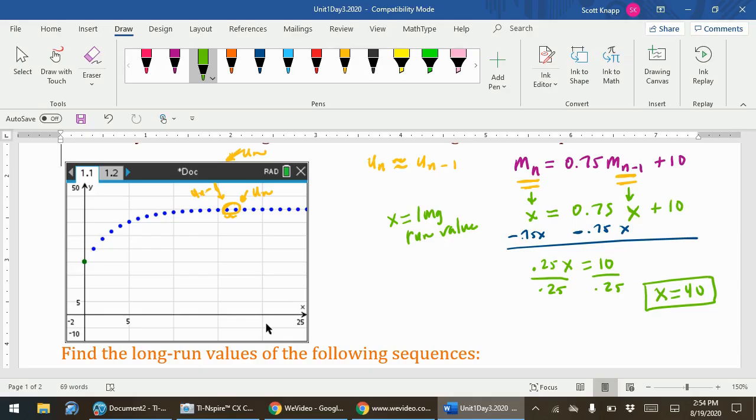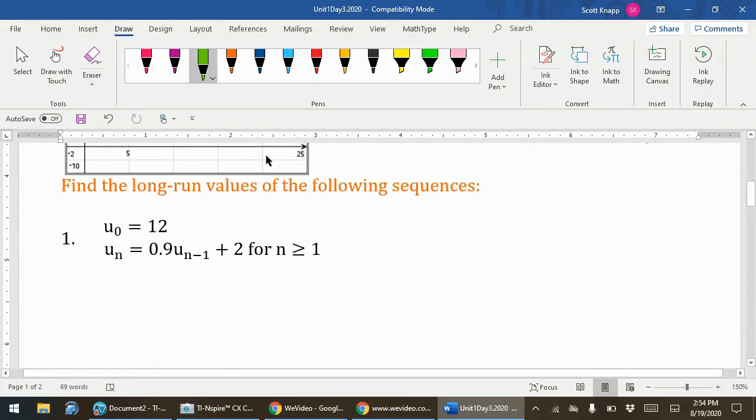So the rest of this video is just putting that into practice. There's going to be one little twist though. Let's look at the first example together. So here is a sequence. We're not going to use our calculator this time, but if there is a long run value, that would mean that term and previous term should be approximately equal. So I'm going to set them equal to the same thing.